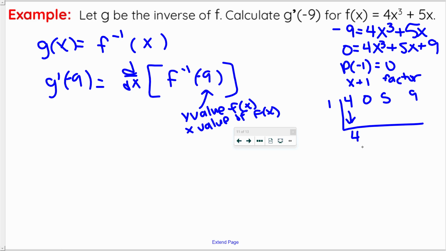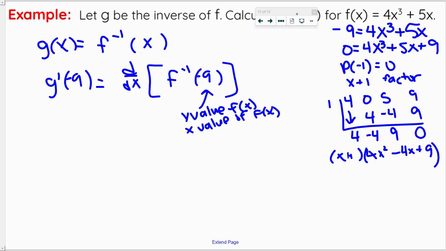So I bring this down and I multiply and then subtract. I multiply and then subtract. I multiply and then subtract. So I know that this factors as x plus 1 times 4x squared minus 4x plus 9. Okay, so what does that tell me? The point that goes with that, my x plus 1 factor, is actually at -1. So when y is equal to -9, the x value is equal to -1.